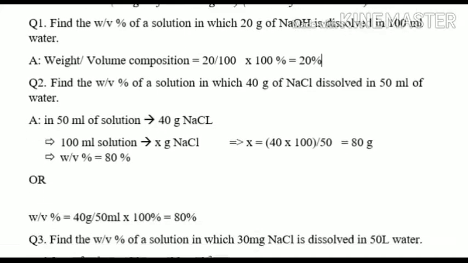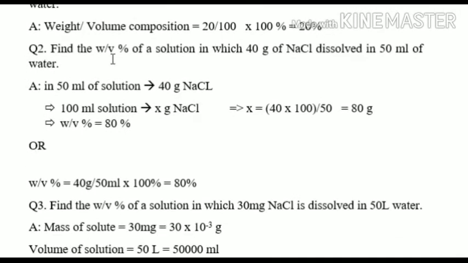Let us take one more question. Find the weight by volume percentage of a solution in which 40 gram of sodium chloride is dissolved in 50 ml of water. I can do it in a simple way. I divide weight of solute by volume of solution in ml: 40 gram by 50 ml into 100, so it comes out to be 80%.